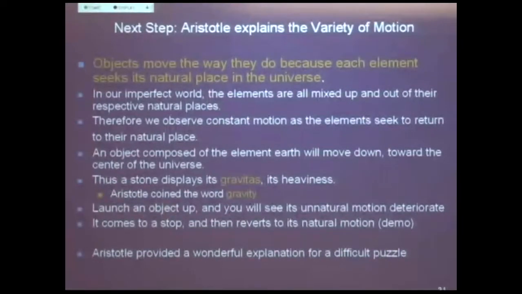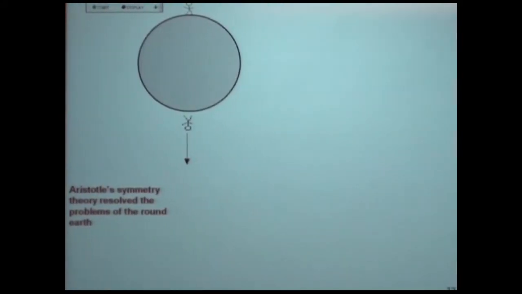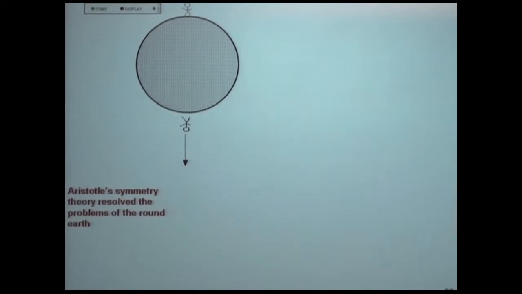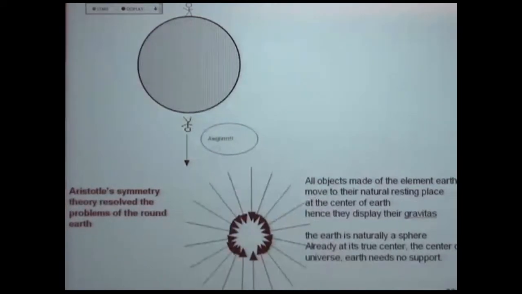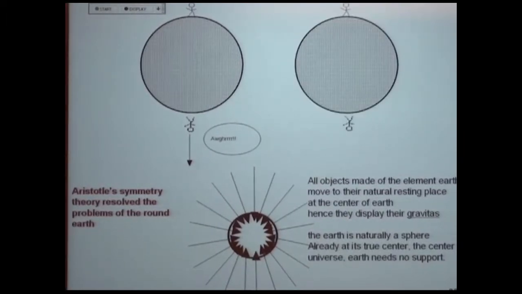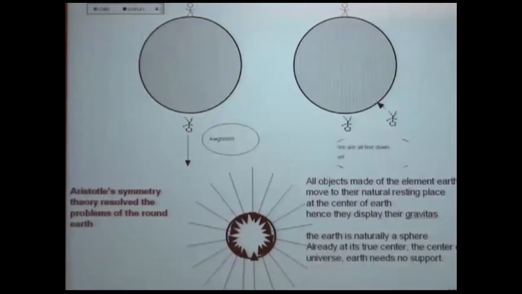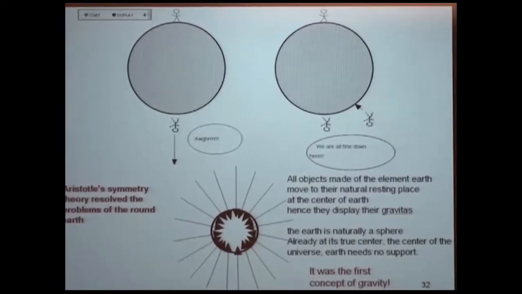So Aristotle provided a nice explanation for a difficult puzzle. And that puzzle came about when Pythagoras proved that the Earth is a sphere. Okay? And the puzzle was, if the Earth is a sphere, what's happening to this guy? Right? And he said, look, anything on Earth is made of Earth, right? All objects of Earth want to go to the center of the Earth, gravity, gravitas. Okay? And so there really is no difficulty. This guy is saying, I'm fine. Okay? We're all fine because we're all attracted to the center of the Earth and we're not going to fall off the Earth. So that was his idea.